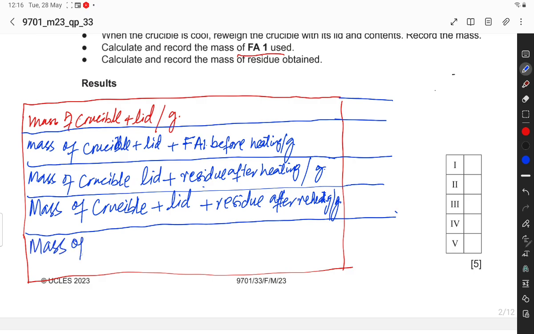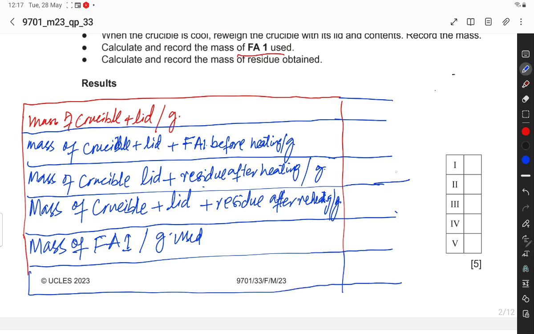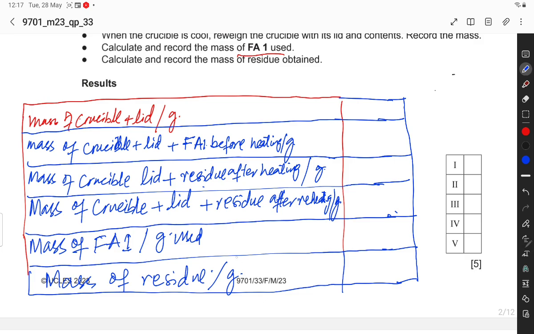then mass of FA1 used. You have to draw this table with a ruler. Then mass of residue, in grams.